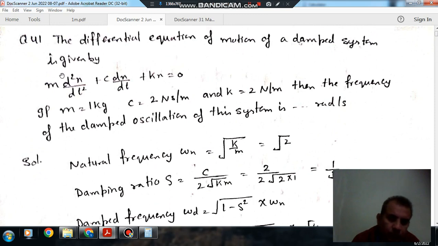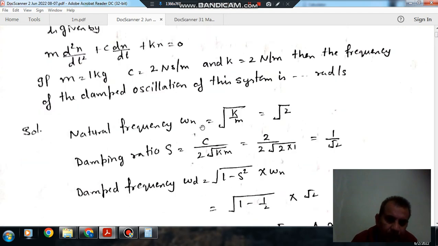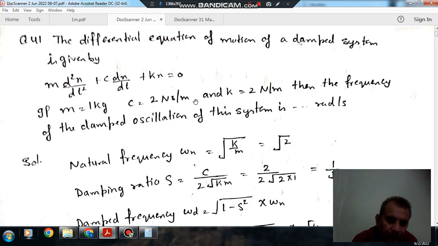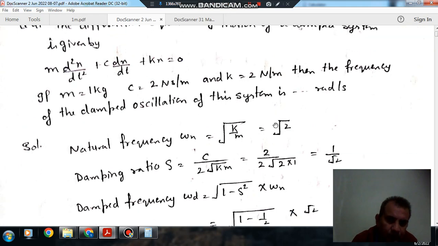Next, question number 41. The differential equation of motion of a damped system is given by m d square x by dt square plus c dx by dt plus kx is equal to 0. If m is 1 kg, c is 2 Newton second per meter and k is 2 Newton per meter, then the frequency of damped oscillation of this system is dash radian per second. So natural frequency omega n is equal to root k by m, and k is 2, m is 1, so this is root 2.